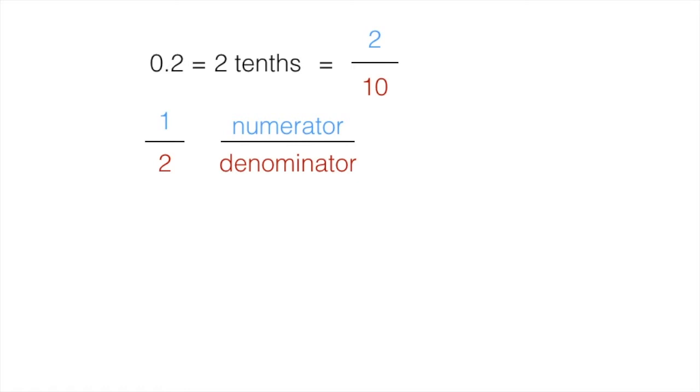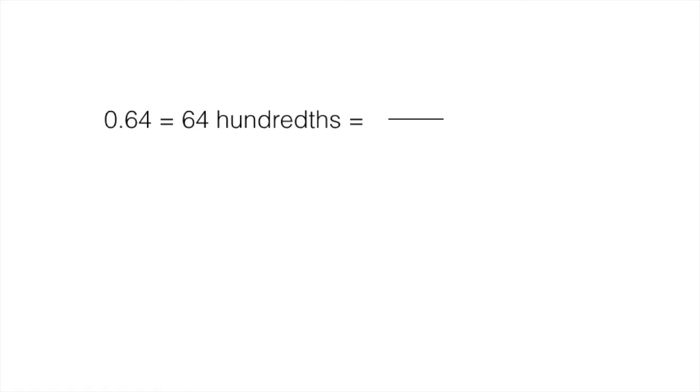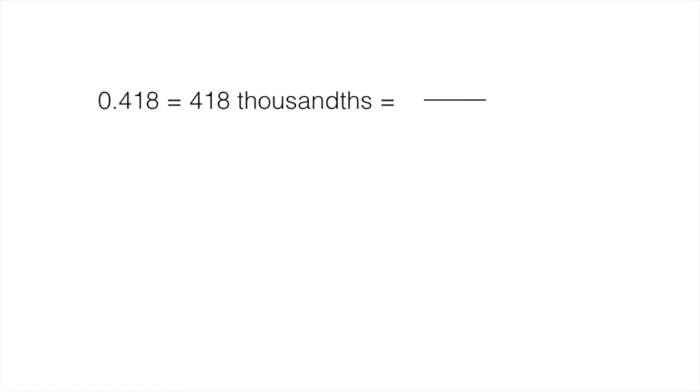Let's try it with hundredths now. Okay, here's my next decimal, 64 hundredths. How will that look as a fraction? What will my numerator be? Remember, it's the digits in the decimal. So 64. That's right, 64. And my denominator, remember, it's the name of the last decimal place. Well, that's hundredths, so your denominator must be 100. That's right, it must be 100. Okay? Perfect. Now let's do thousandths. Here we have 418 thousandths. What will my numerator be? 418! And your denominator is 1,000! Right on both counts. And that is all there is to it.